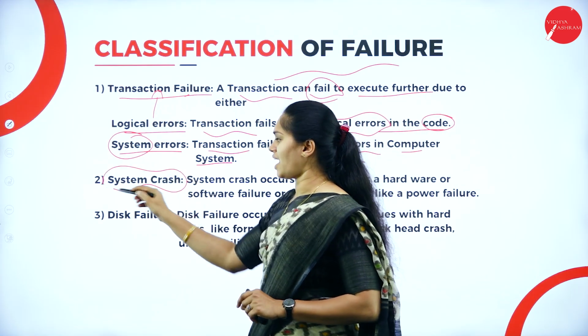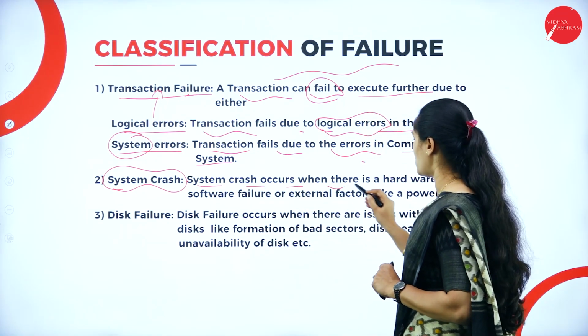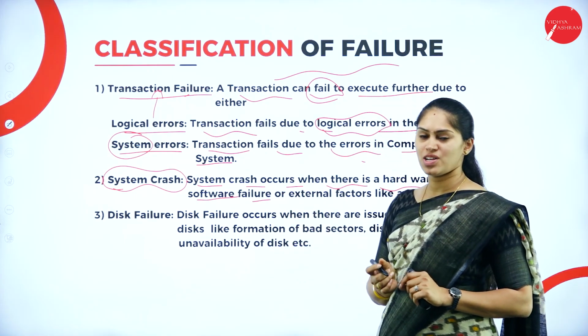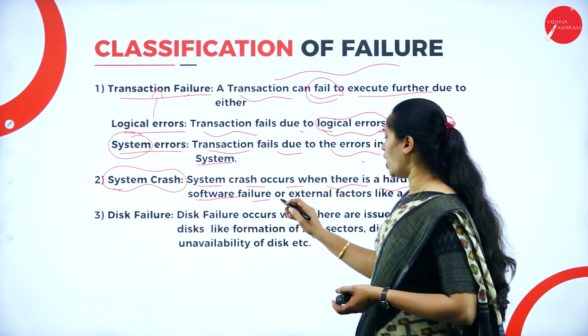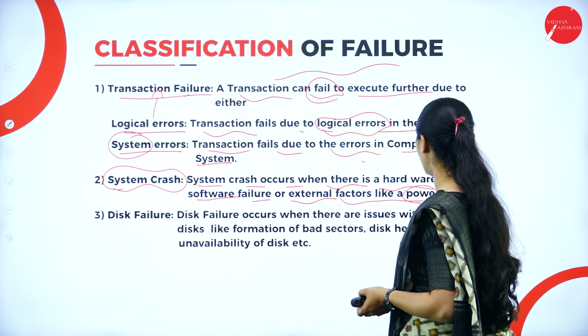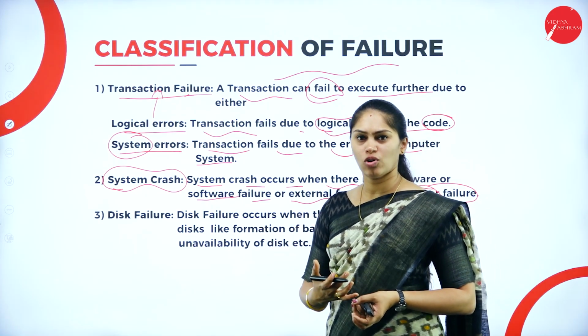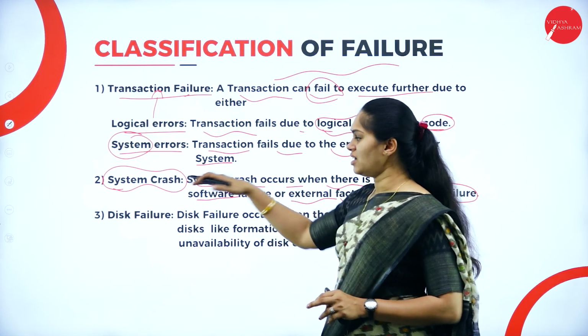That is system crash. The system may get crashed. How come? A system crash occurs when there is a hardware or software failure, or external factors like power failures or internet interruption. So, if something goes wrong with the hardware or software, then that kind of failure comes under system crash.